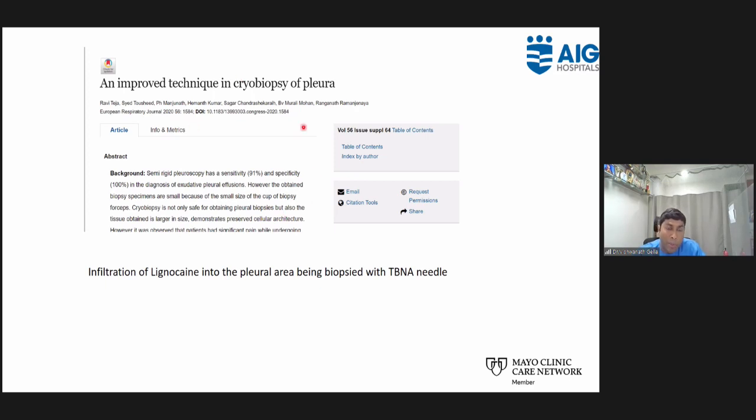The Bangalore group from Narayana Hrudayalaya showed that if you infiltrate the pleura using a transbronchial needle aspiration, keeping a needle with lignocaine in the area where you are going to take a biopsy, the pain was significantly lesser in patients in whom the pleura was infiltrated with lignocaine. So this is going to be an important thing when you are going to do a pleural biopsy with a cryoprobe.